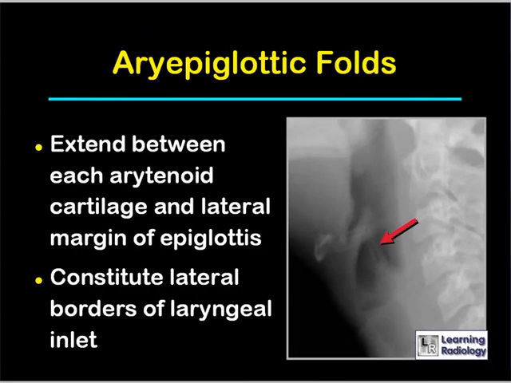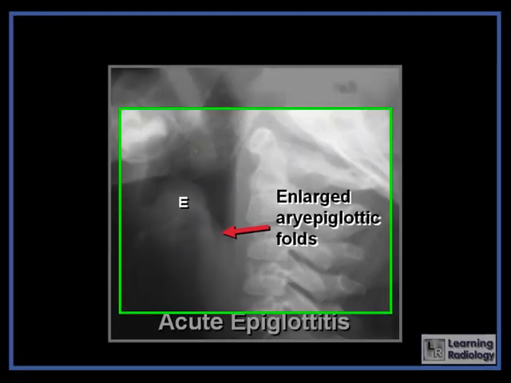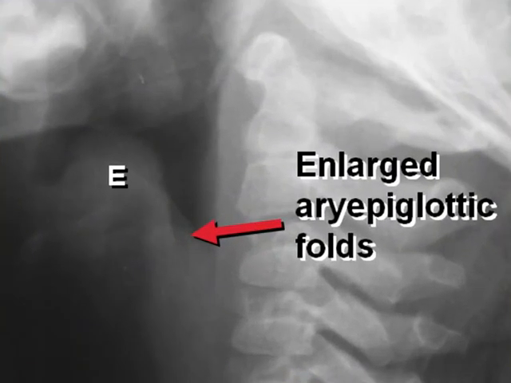The aryepiglottic folds extend between each arytenoid cartilage and the lateral margin of the epiglottis, and they constitute the lateral borders of the laryngeal inlet. You can see on this radiograph the thin nature of the aryepiglottic folds when they are normal. In acute epiglottitis, the aryepiglottic folds become inflamed and enlarged. The E is on the very enlarged epiglottis.